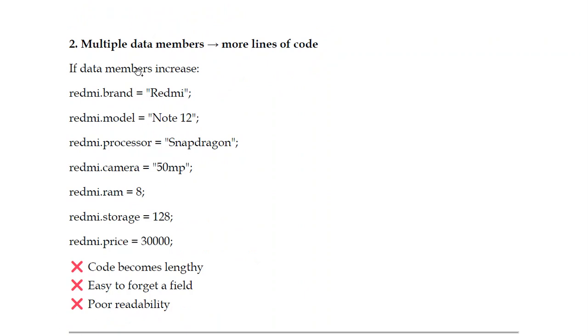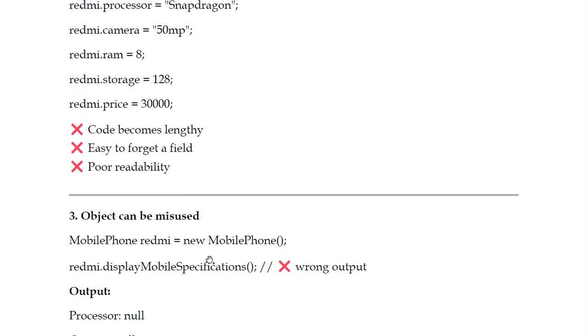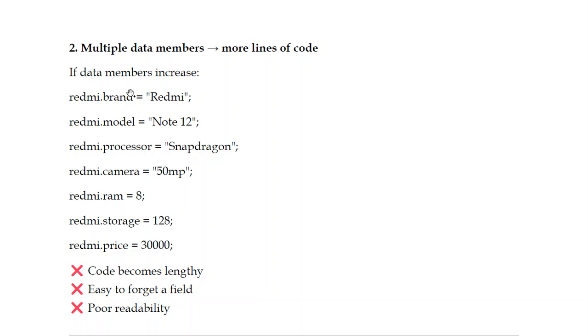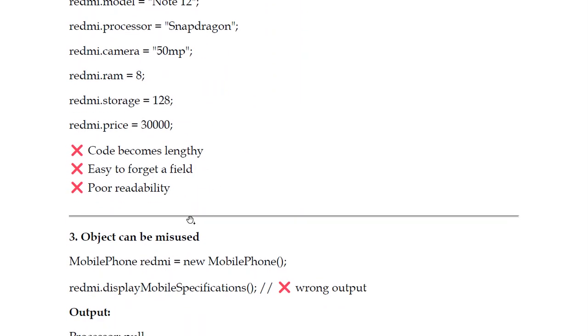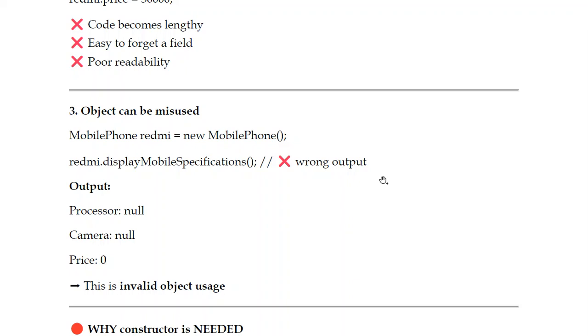Am I right? If I'm having 100 fields, we are all humans. While typing, we may miss one or two fields. So that is also a problem. Poor readability. If you're looking at 100 fields vertically, it will go like this. Is it readable, line by line, when you see it? So poor readability. This is also an issue. Third one, objects can be misused.